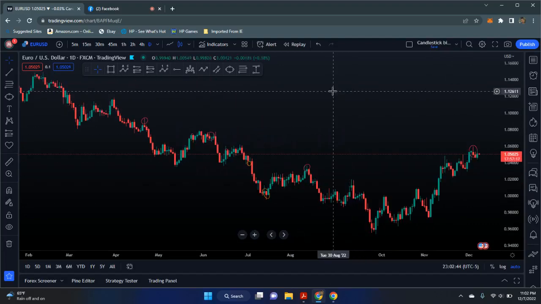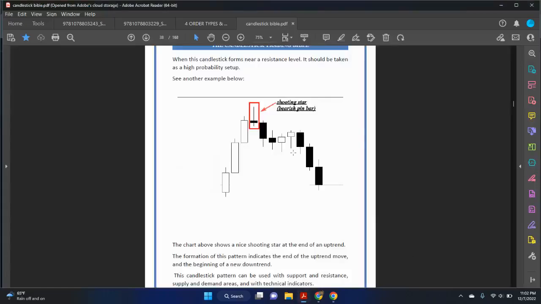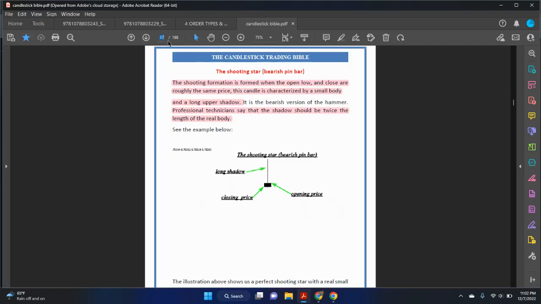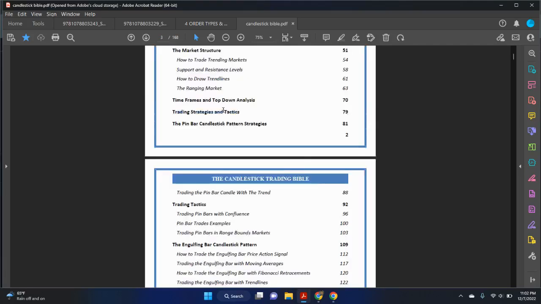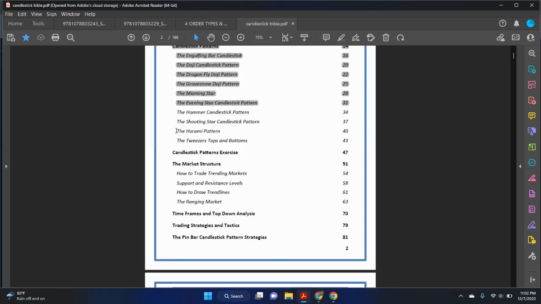Alright guys, I'm going to keep it short with us today. So next week we're going to talk about the Harami pattern and also the tweezer tops and bottoms. That one may be like an hour long, because we're going to do the tweezer tops and bottoms in conjunction with the Harami patterns.